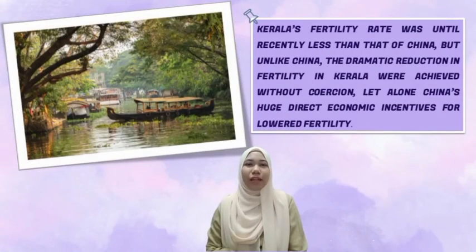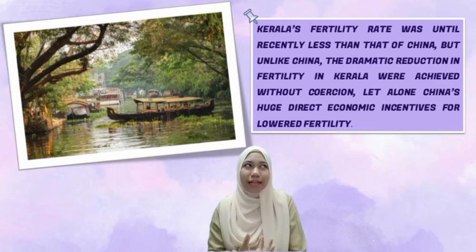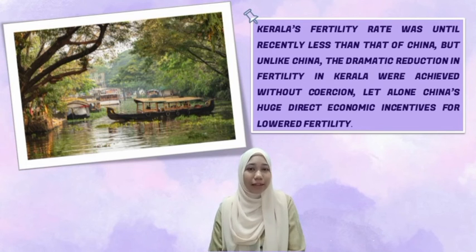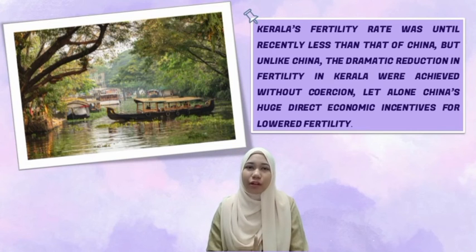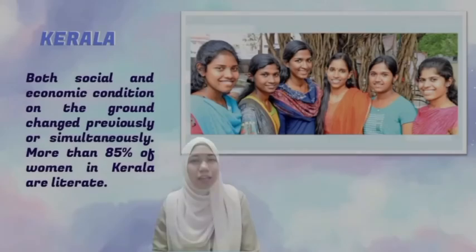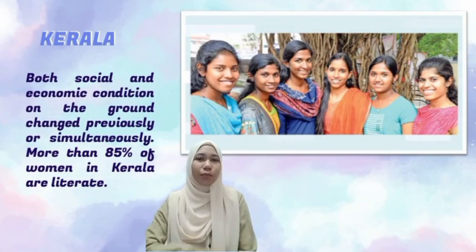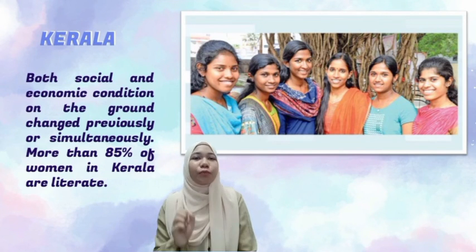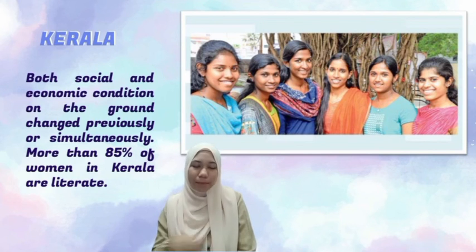Kerala, a state of India on the southwest coast that has emphasized poverty reduction and human development, is an important case in point. Kerala's fertility rate was until recently less than that of China, but unlike China, the dramatic reduction in fertility in Kerala was achieved without coercion, let alone China's huge direct economic incentives for lowered fertility. In Kerala, if the official policy supporting small families has been more effective than elsewhere, it is largely because both social and economic conditions on the ground changed previously or simultaneously.